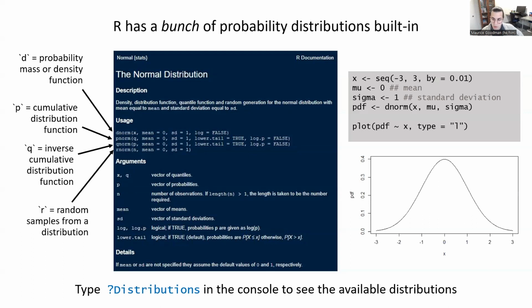So if, for example, we want to plot the probability density function of the standard normal, we could do that by specifying a range of x values, specifying our mean, mu, and our standard deviation sigma, which for standard normal are 0 and 1, and then giving the dnorm function of our x values, our mean, and our standard deviation. We can plot this distribution with the basic plot function.